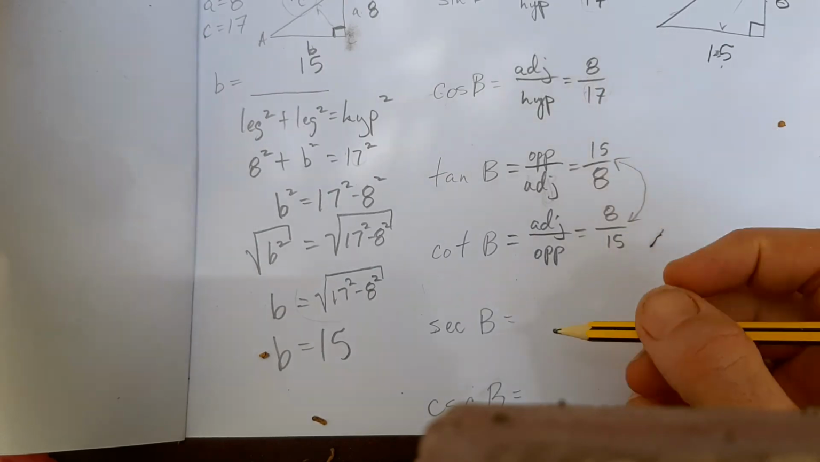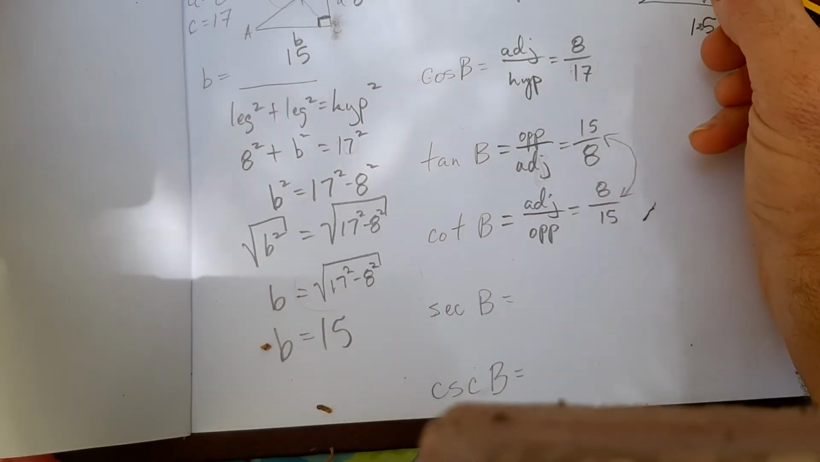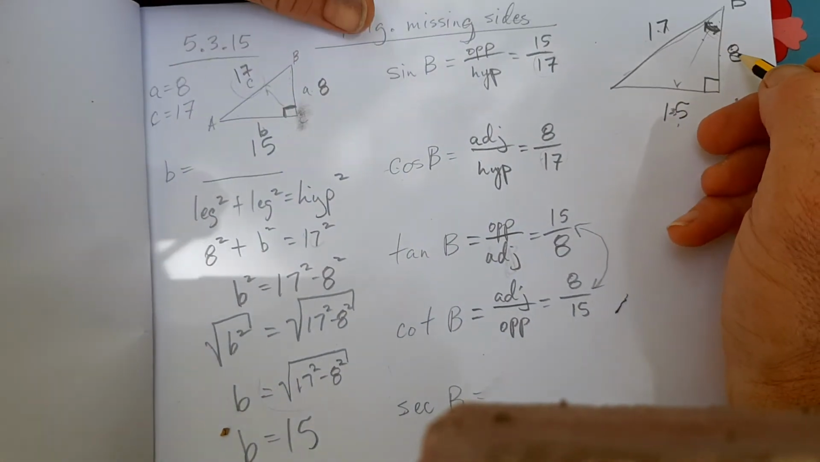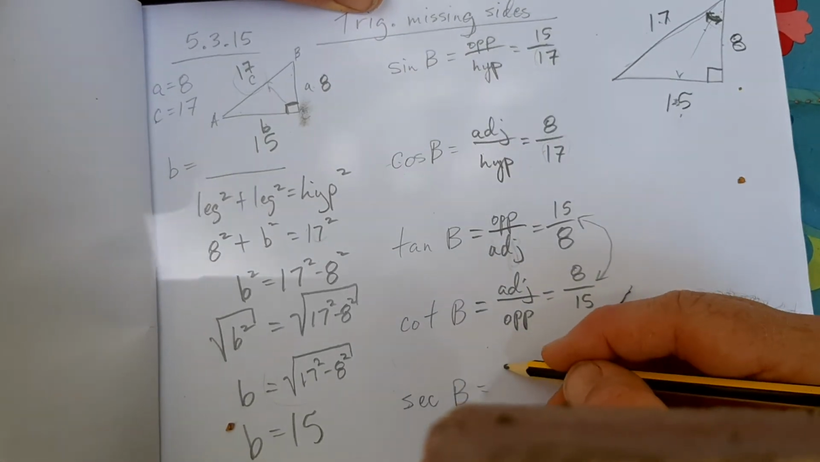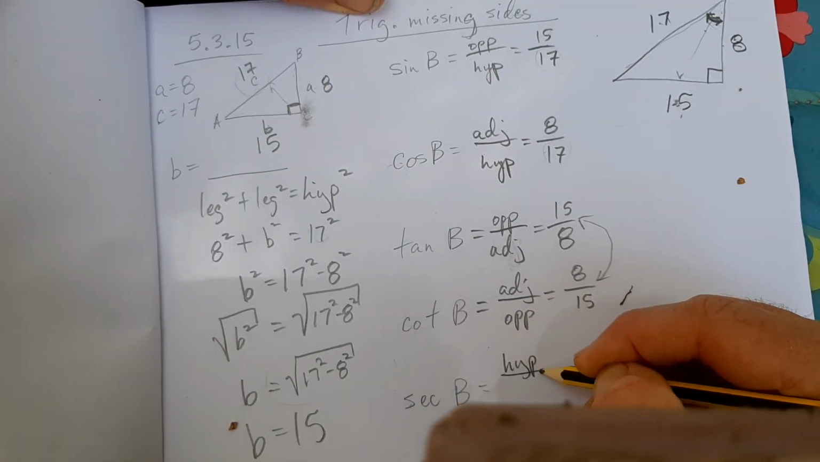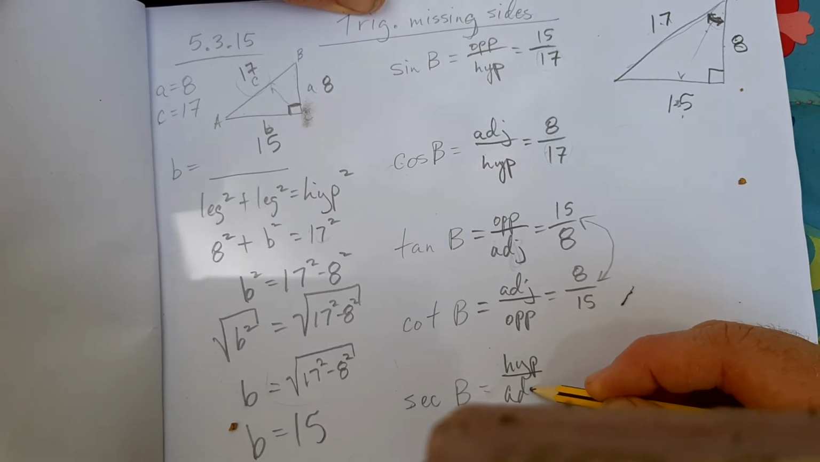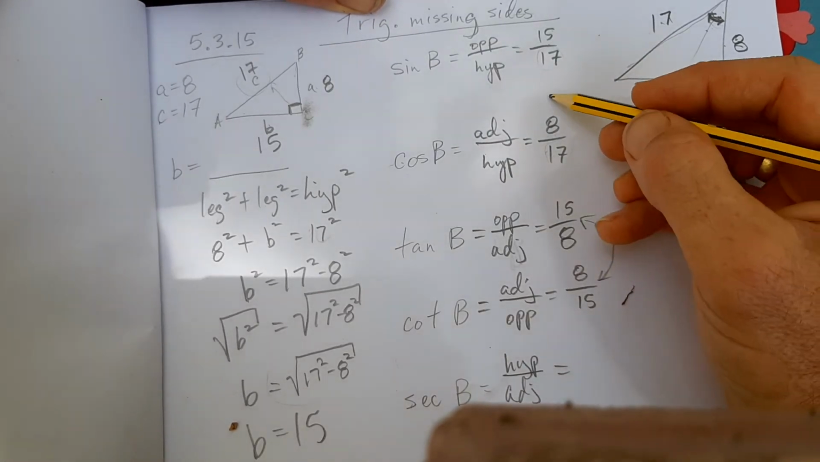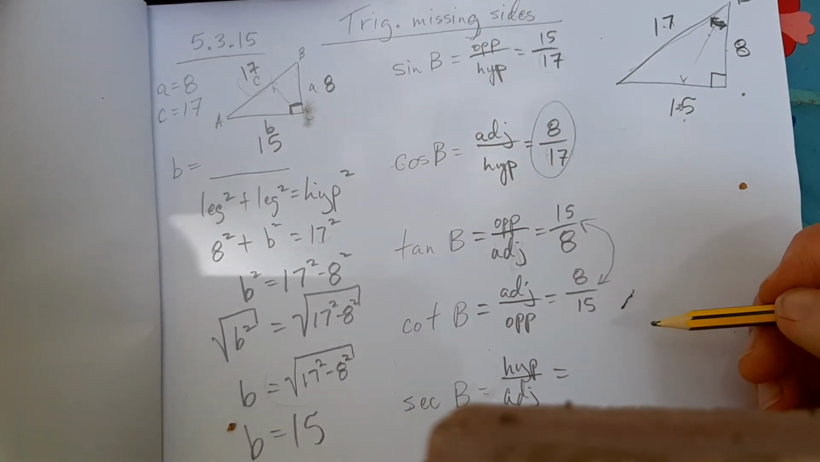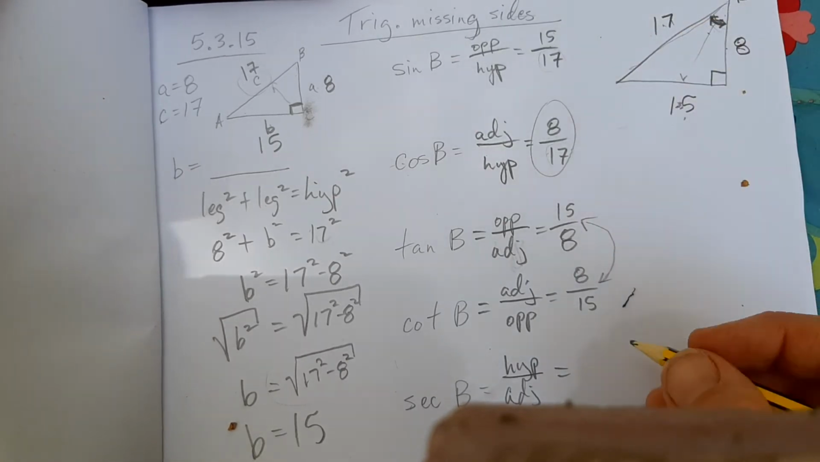Okay, so the secant is the hypotenuse divided by the adjacent. Hypotenuse divided by adjacent, and you just take cosine. As long as you did cosine right, you're okay. 17 over 8.